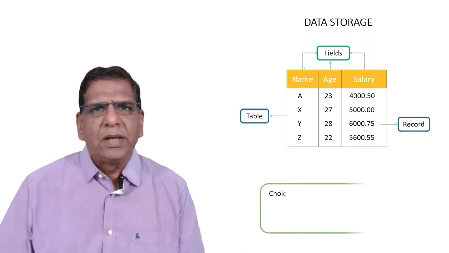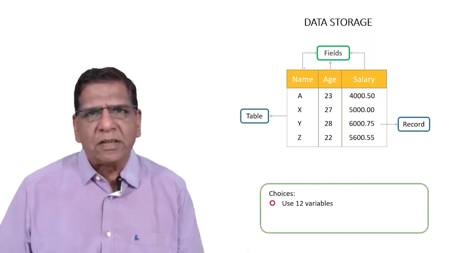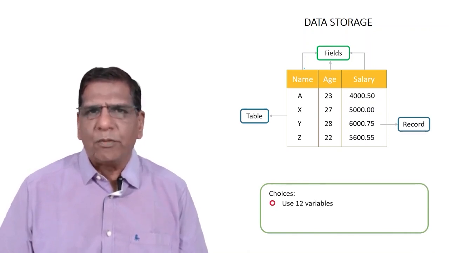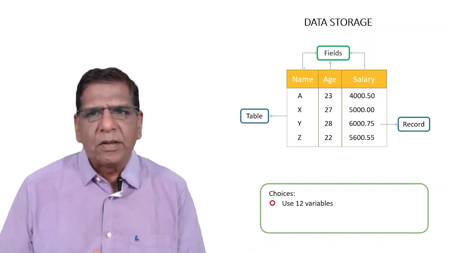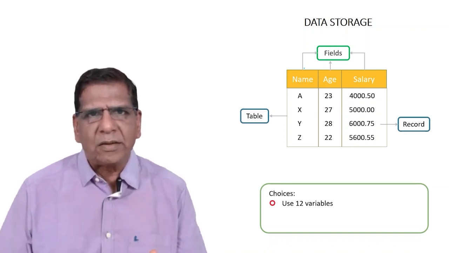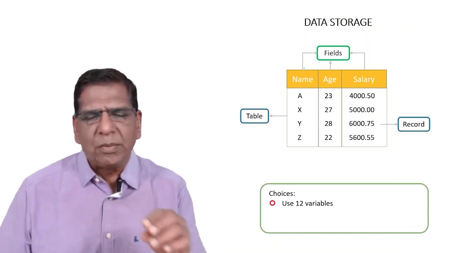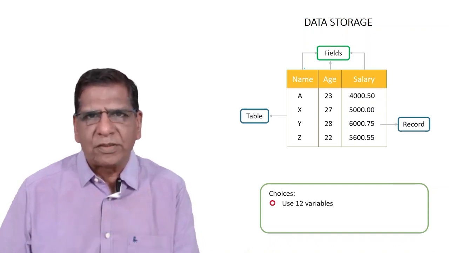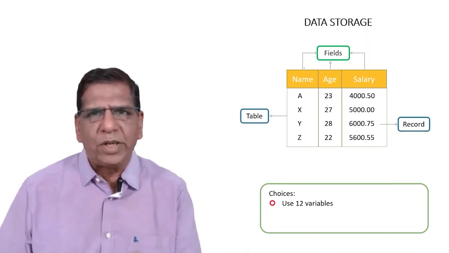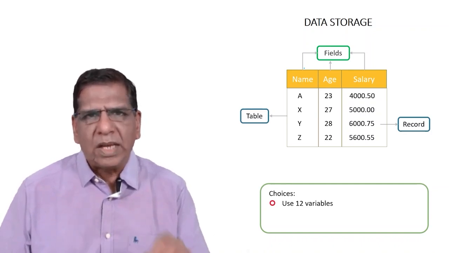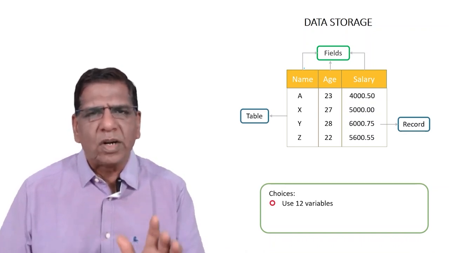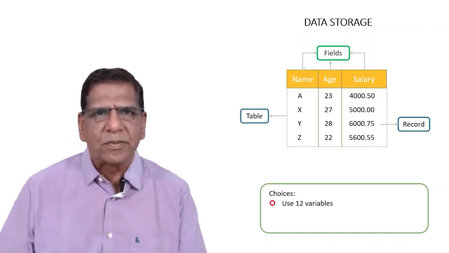Now, if we are to store such data in memory, let's see what options are available at our disposal. First could be to use as many as 12 different variables, each holding one value. From where do we get 12? Well, there are 4 records in our data, and in each record there is name, age and salary. So we may have N1, A1, S1 as the first set of variables. Similarly N2, A2, S2, N3, A3, S3 and N4, A4, S4. So totally 12 such variables can be used.